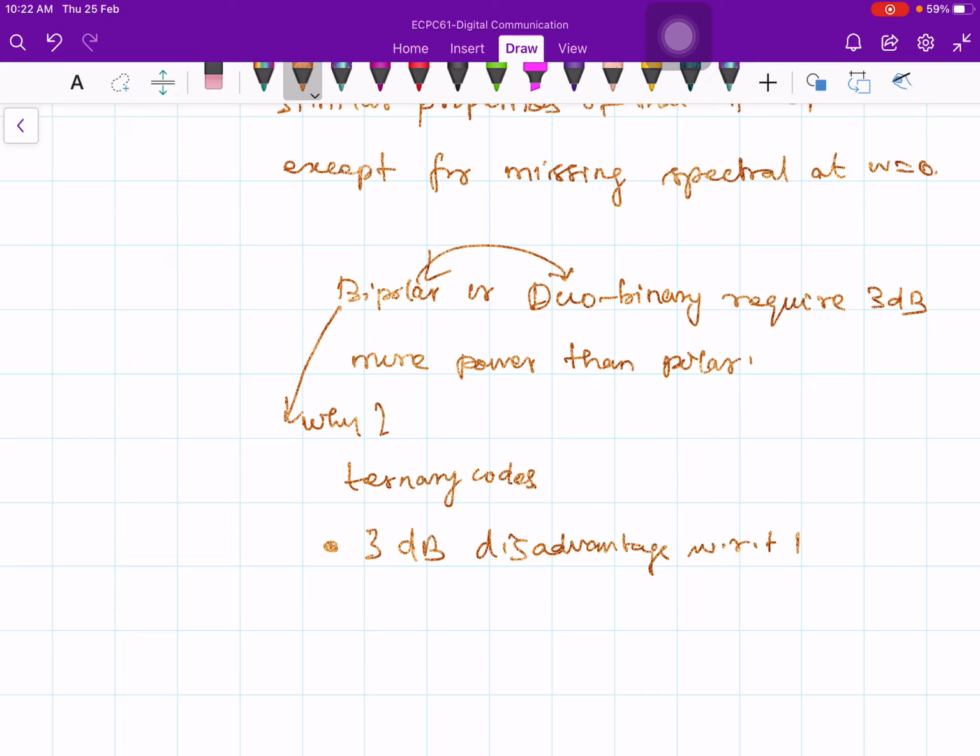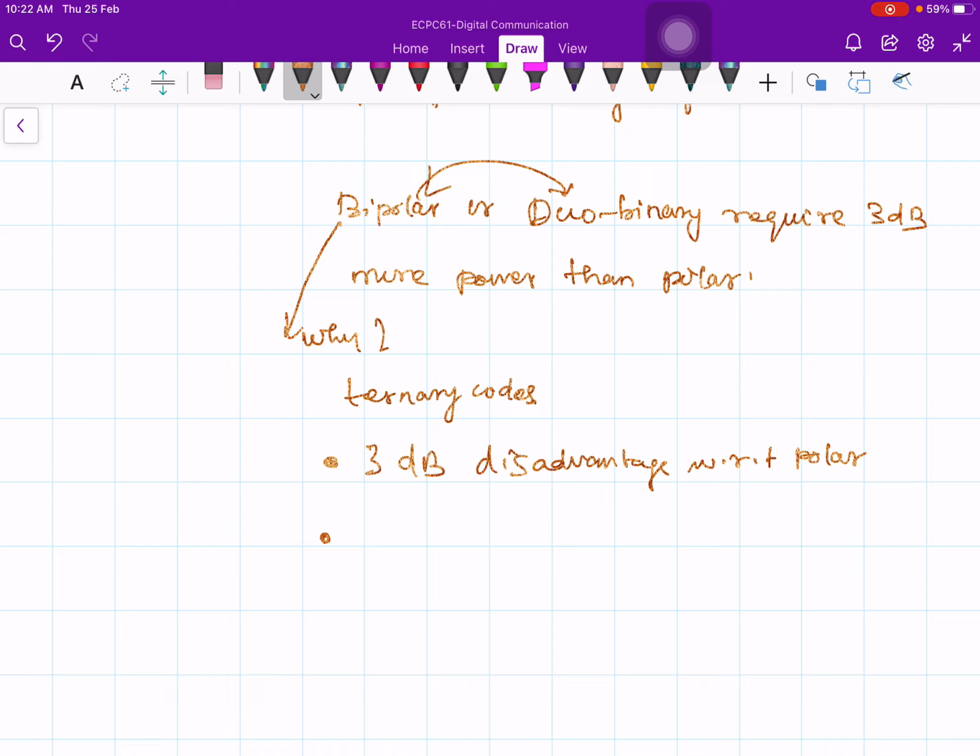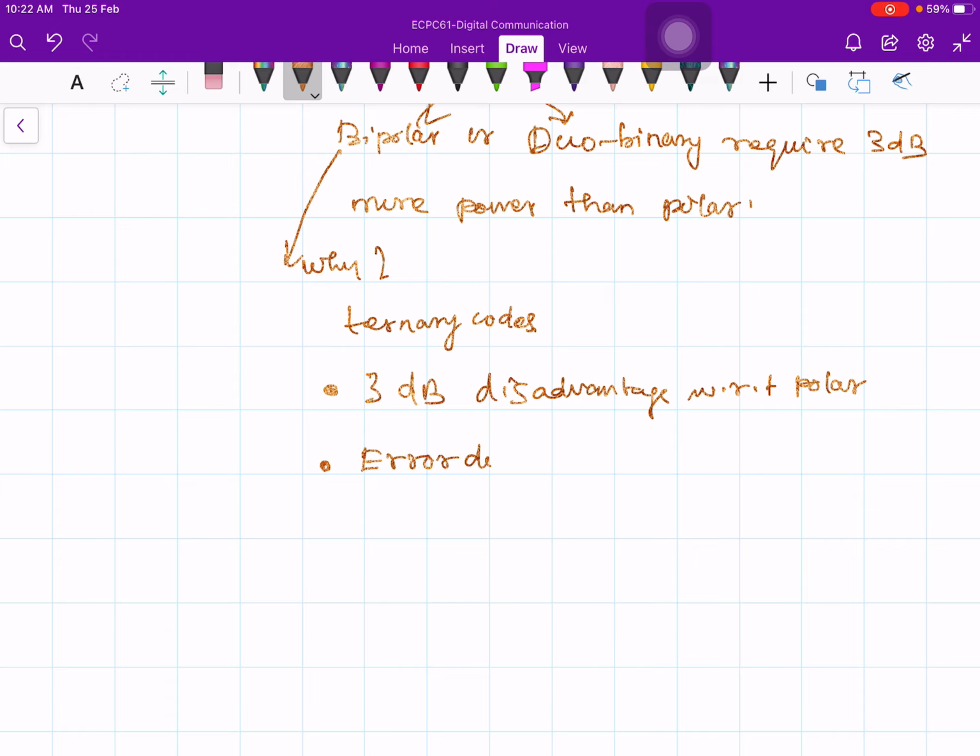With respect to polar, but there is no advantage over bipolar in terms of power usage. Like the bipolar, that is the AMI, alternate mark inversion kind of scheme, we also have error detection capability, which is quite obvious. How can we say it has error detection capability? Because if two successive pulses come with the same polarity and an odd number of zeros between them, we can deduce that there is an error, right?